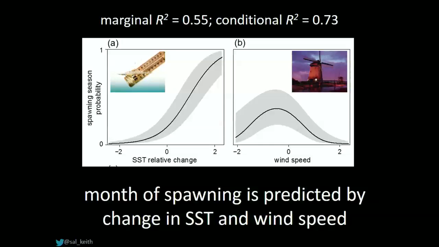We had a relatively high R squared, so 0.55 for marginal and 0.73 for conditional, and the difference between those two suggests there's also quite a lot of stuff going on, maybe that we're not capturing, that our monthly random effect is doing. So it'll be interesting to keep thinking about what that could be as well.